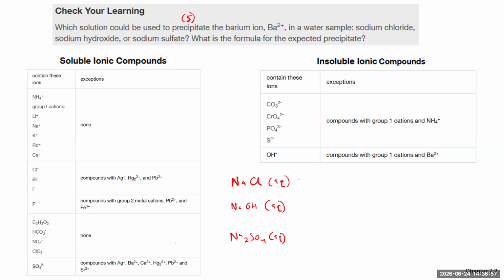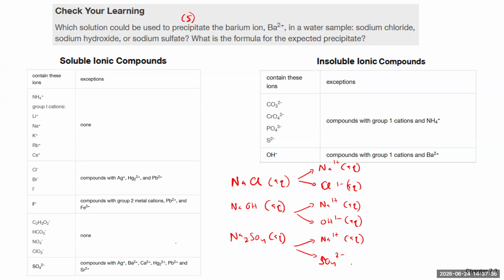All right. When we break these apart, they break apart into sodium 1 plus aqueous, and then chlorine 1 minus aqueous. So it breaks apart into the same sodium 1 plus aqueous, hydroxide 1 minus aqueous. Then this one breaks apart into sodium, same thing, 1 plus aqueous, and sulfate, SO4 2 minus aqueous.